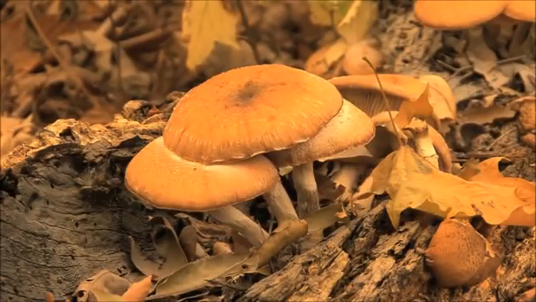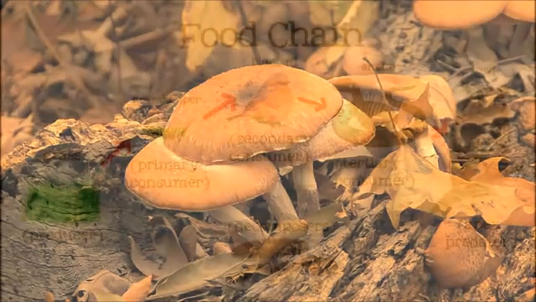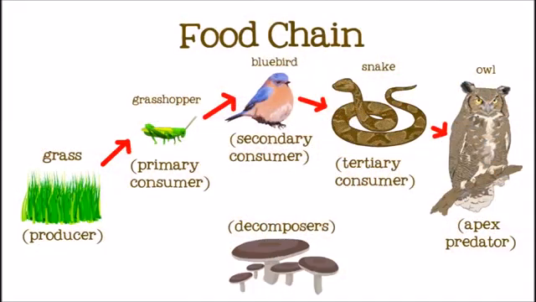When an animal dies, their body is broken down by decomposers. Decomposers are usually bacteria and fungi that break down dead plants and animals into nutrients in the soil that in turn help the plants at the beginning of the food chain to grow. It's the circle of life.